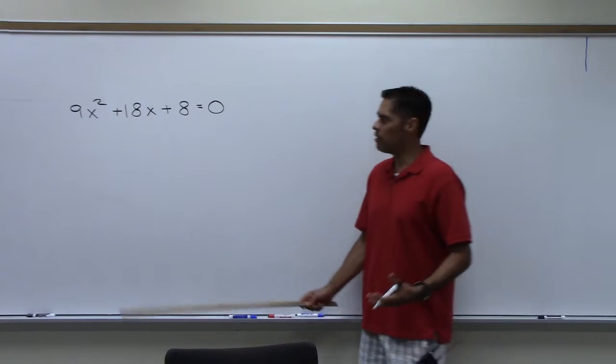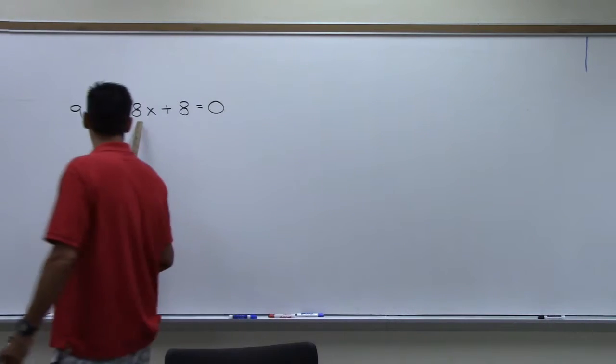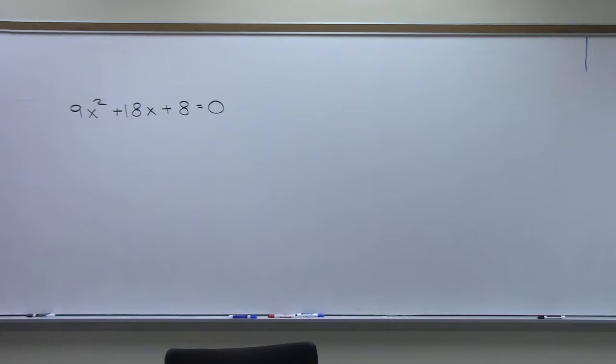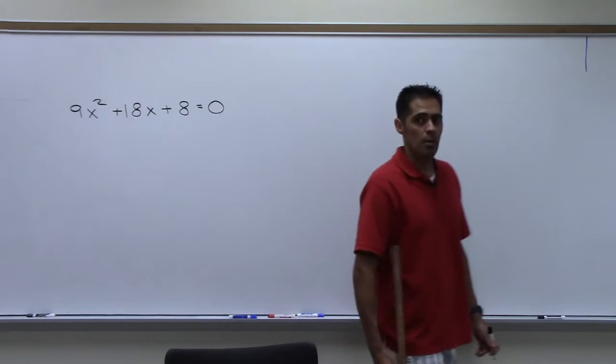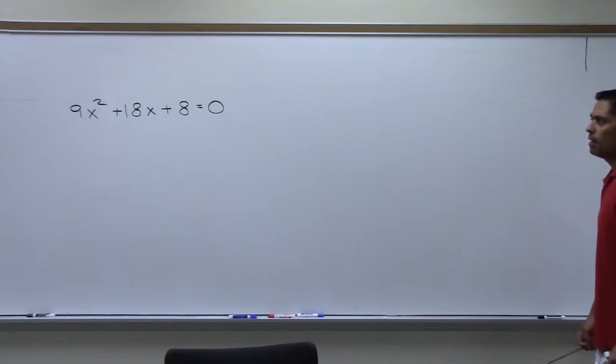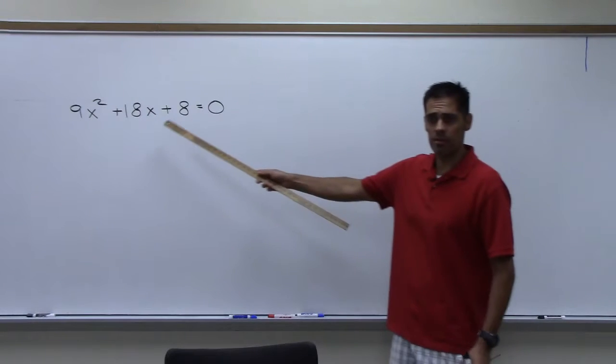GCF. So do you have a greatest common factor? Is there a number that goes into 9, 18, and 8? No. And there's not x's in all of them, so no GCF. All right, so now what? AC method, right? Because there's 3 terms.